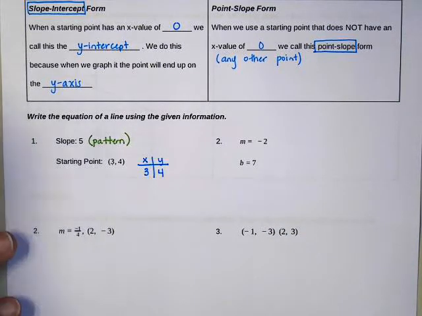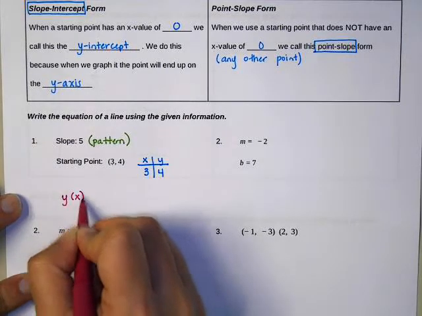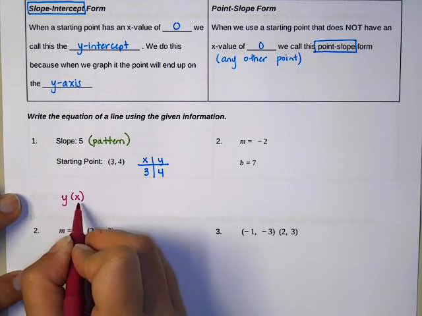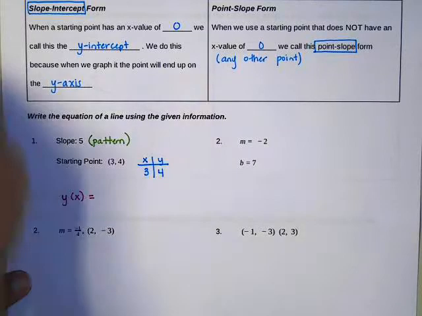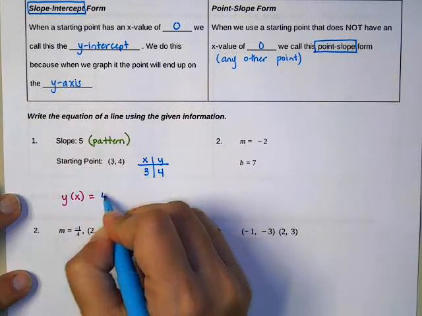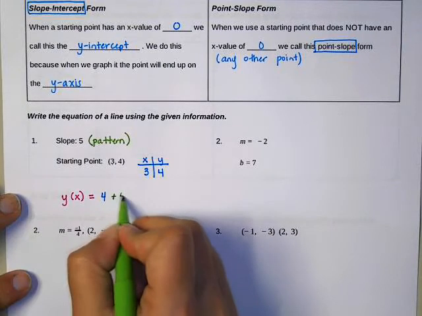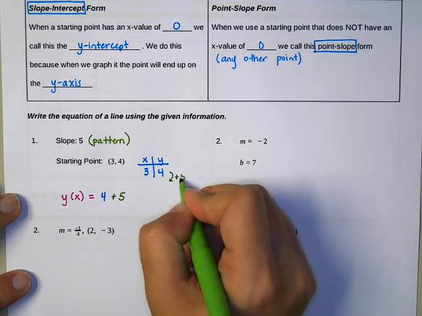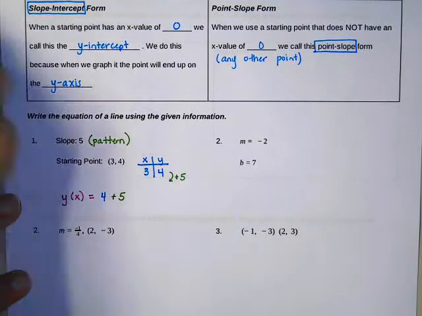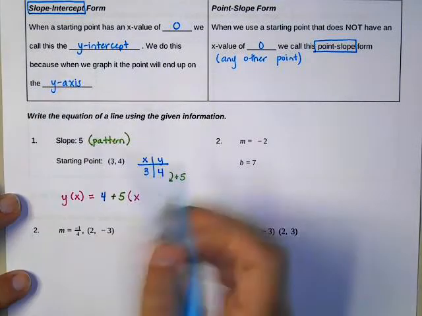From here, using what I already know about writing equations, I would start my equation with y of x, because the output goes on the outside and the input goes on the inside, equals, now I'm going to take my starting y value, which is 4, then I'm going to say plus 5, because that's my pattern, and if I were looking at the table, it tells me the pattern would be plus 5. And then I'm going to have parentheses x minus 3.